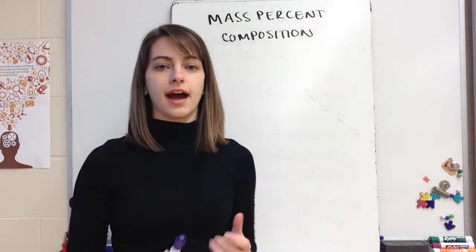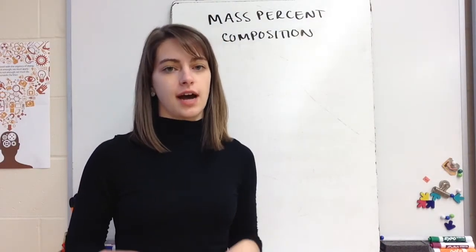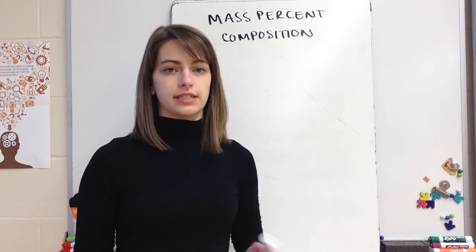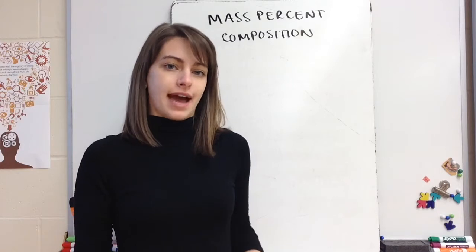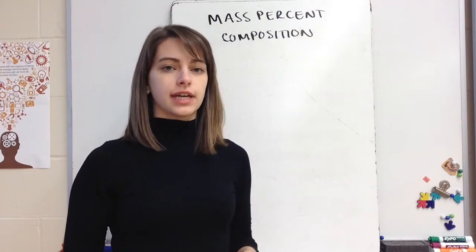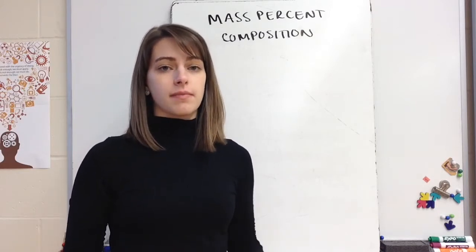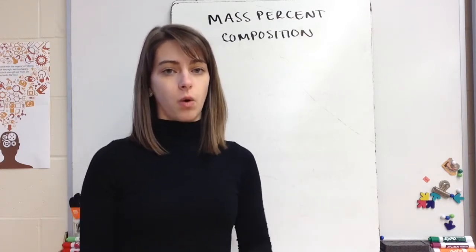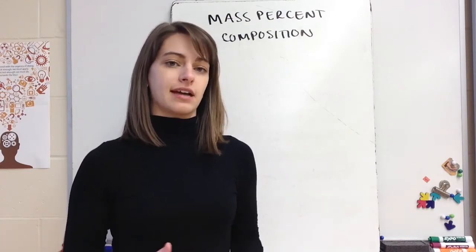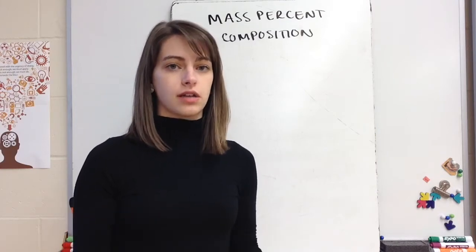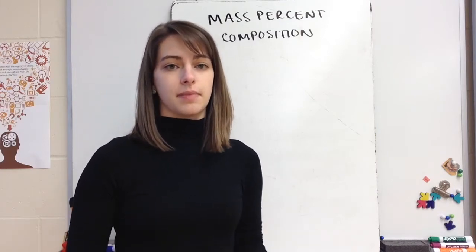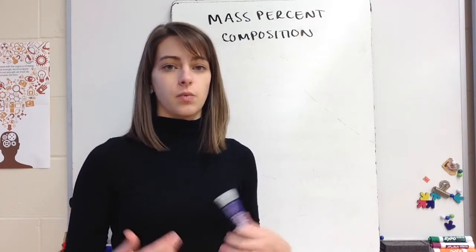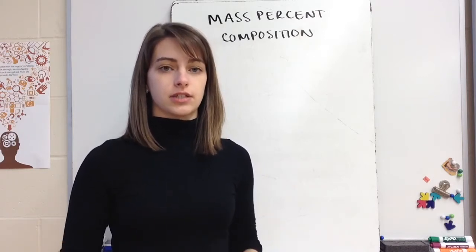So we're going to talk about how to calculate the mass percent composition of a compound, or you'll also see it phrased as the percent composition by mass. So the whole point of this is we're looking at the mass of a part over the mass of a whole. So a percent is always part divided by the whole. In this case, we're looking at the mass of a certain component of a compound divided by the mass of the whole compound. So there are three general steps to follow when you calculate percent composition by mass.